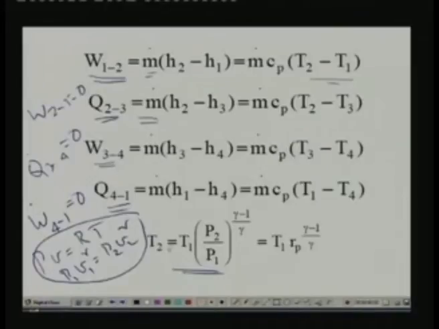What it shows is the exit temperature of the compressor is equal to the inlet temperature multiplied by the pressure ratio to the power of gamma minus 1 by gamma, where gamma is, as you know, Cp by Cv. I am writing this as T2 equals T1 into Rp to the power of gamma minus 1 by gamma, where Rp is equal to P2 by P1. This is called the pressure ratio. We have only two pressures in this cycle, so this is the pressure ratio.